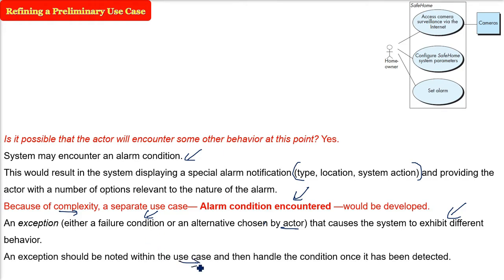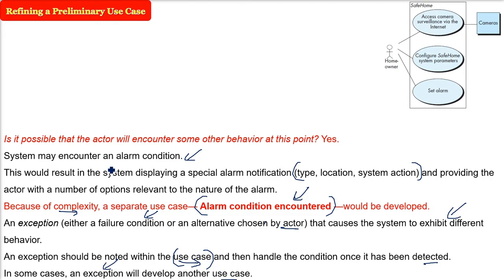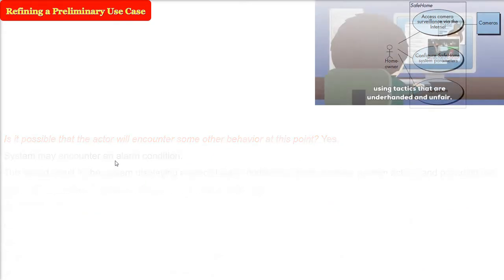We have to handle this exception, and then we have to write what alternative scenario we are going to write in order to handle the exception or the problem or the error or the failure or the alternative we have got after discussing this. And in various cases, even the exception will develop another use case, as we just saw, alarm condition encountered. So the scenario can be created even from the exception. So we have to make a new use case accordingly.